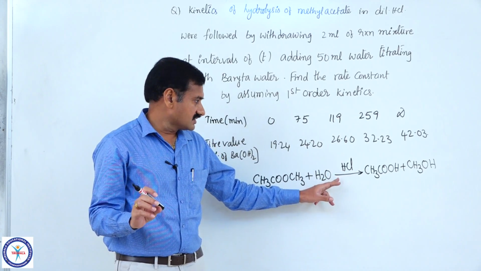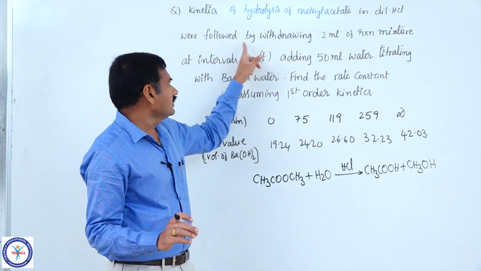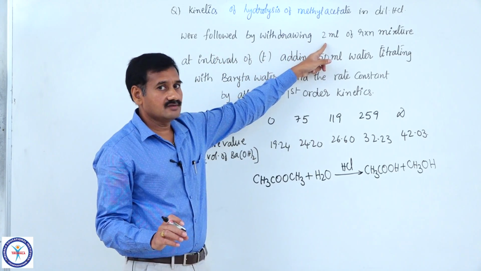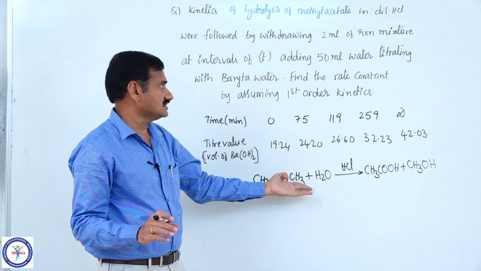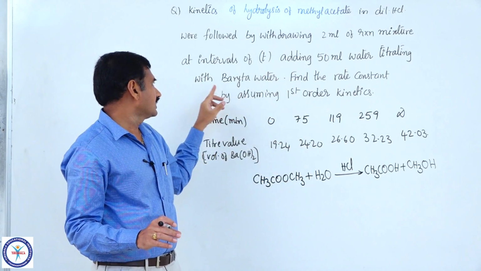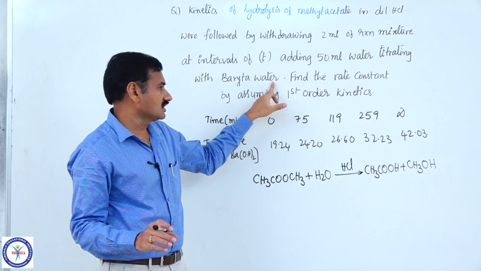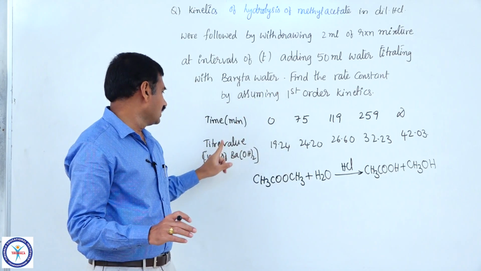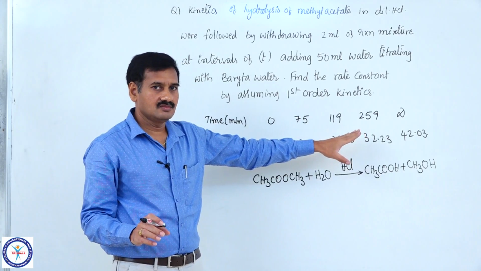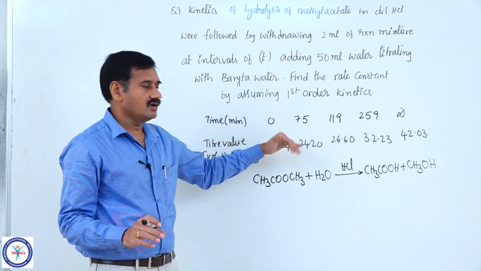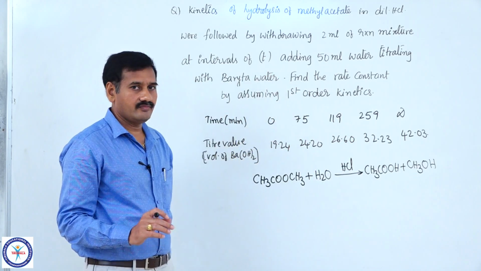Now, from this reaction flask, you are withdrawing 2 ml of the reaction mixture. To that, some 50 ml of water is added for this hydrolysis. Then that is titrated with baryta water. Volume of baryta water is given at different times. So, using this data, you have to calculate value of K.